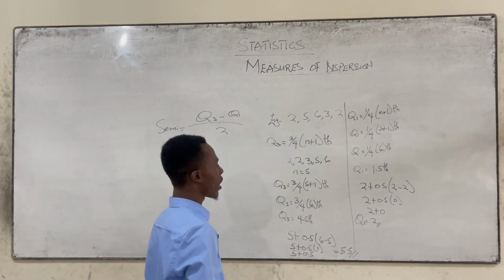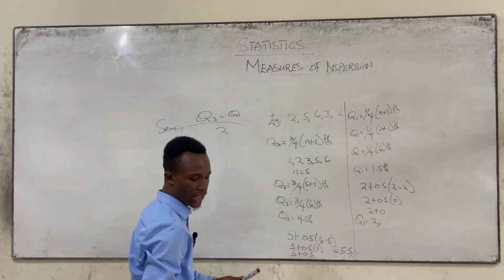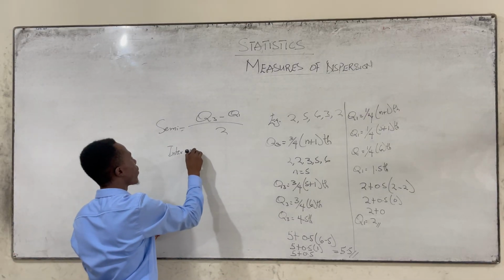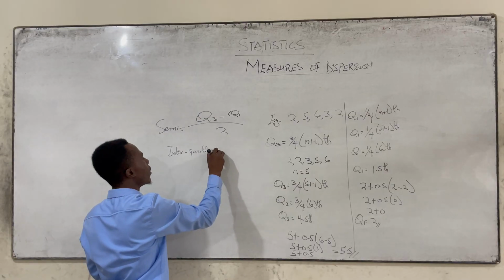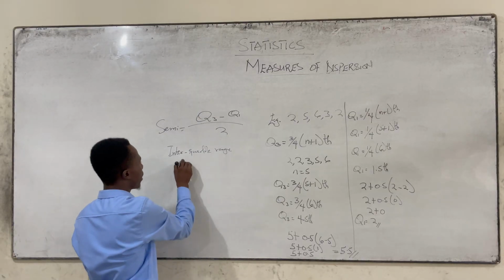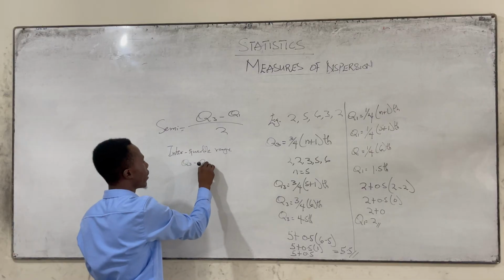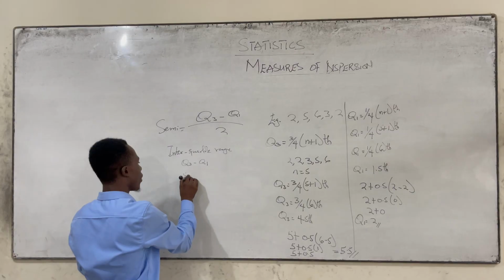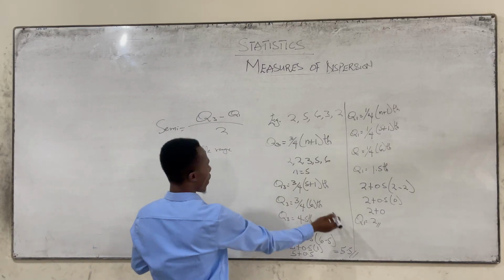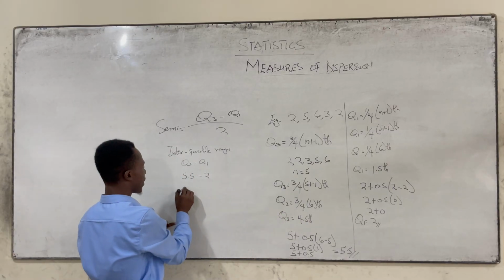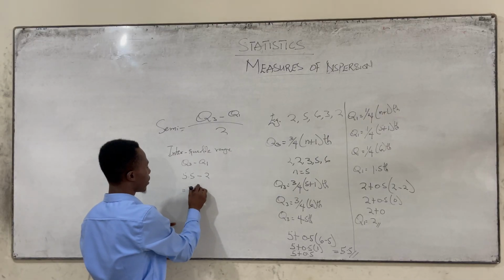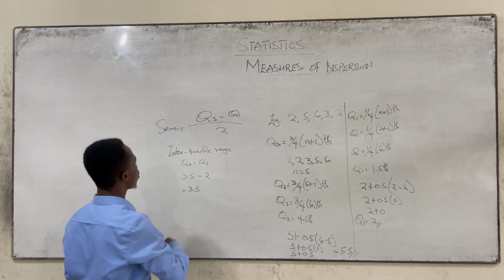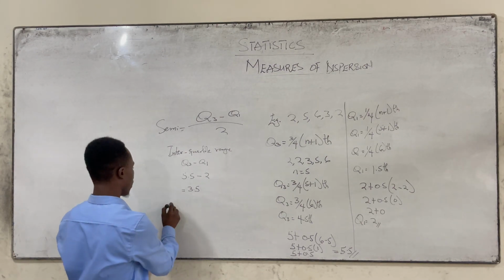So if you are being asked to calculate for interquartile range, you say interquartile range is Q3 minus Q1. So you bring the value of Q3, that is 5.5, minus Q1, which is 2. So your final answer is equal to what? 3.5. So this is what? Interquartile range.